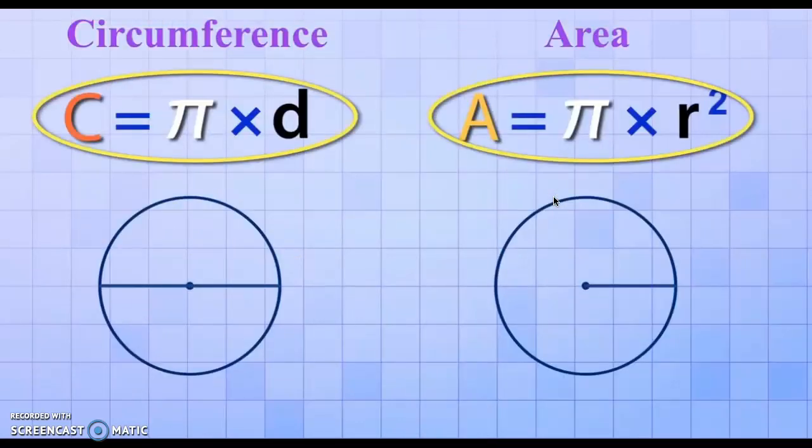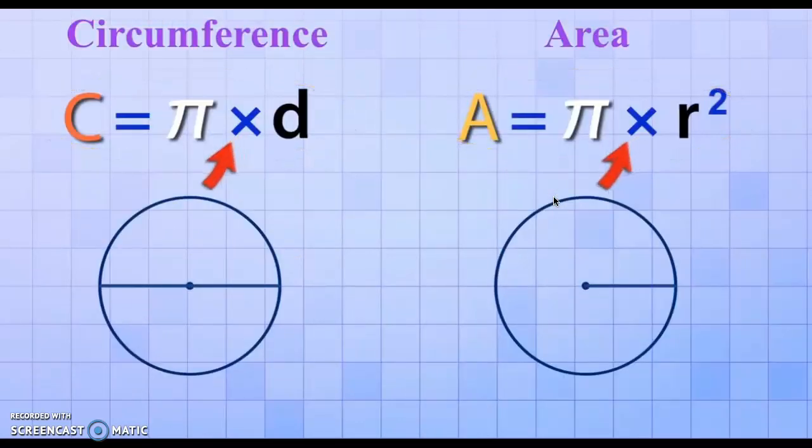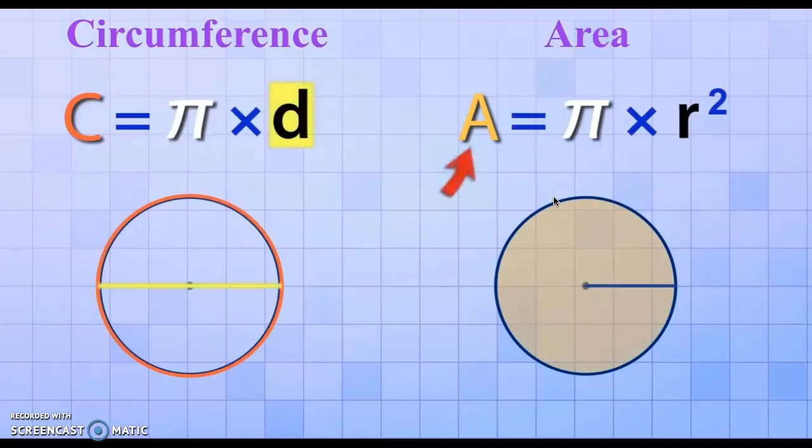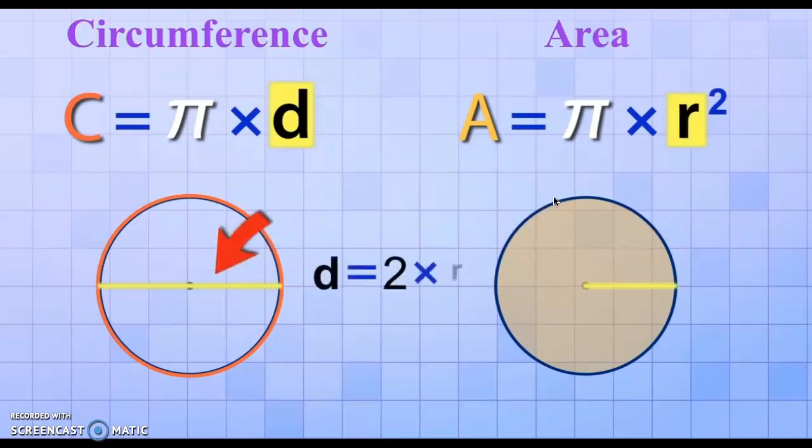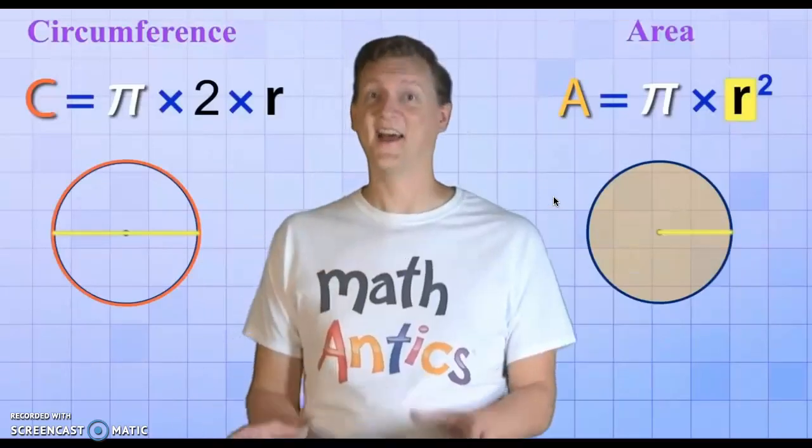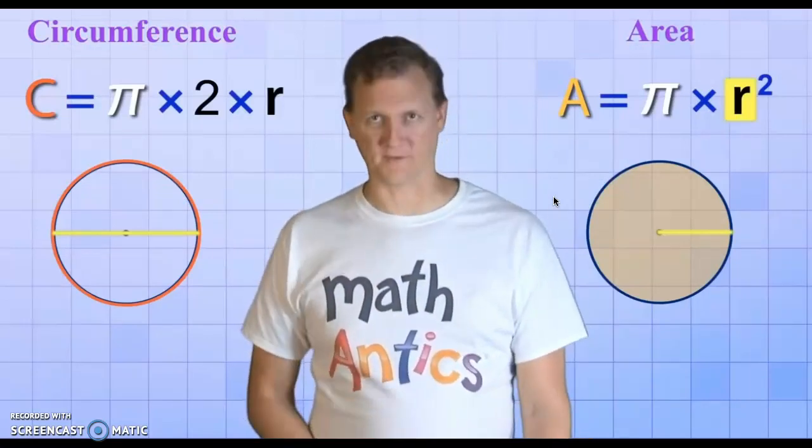These two formulas have a lot in common. In each of them, you're multiplying pi by part of a circle to find either the circumference or the area. In the case of the circumference, you're multiplying pi times the diameter. And in the case of the area, you're multiplying pi times the radius squared. But do you remember the relationship between the radius and the diameter? Diameter is just 2 times the radius. So we could rewrite our formula for circumference like this. Circumference equals pi times 2 times r. Ha! Now you see why it's so easy to get confused.